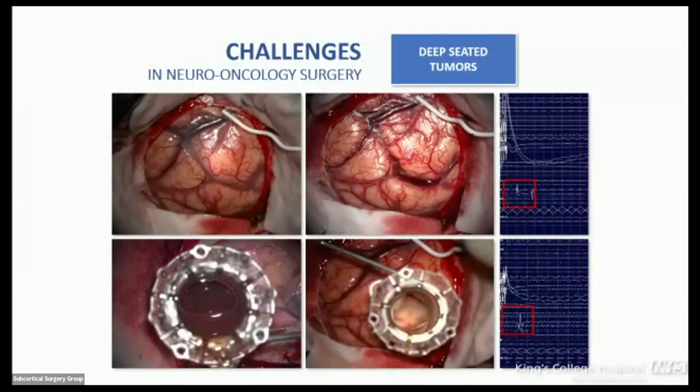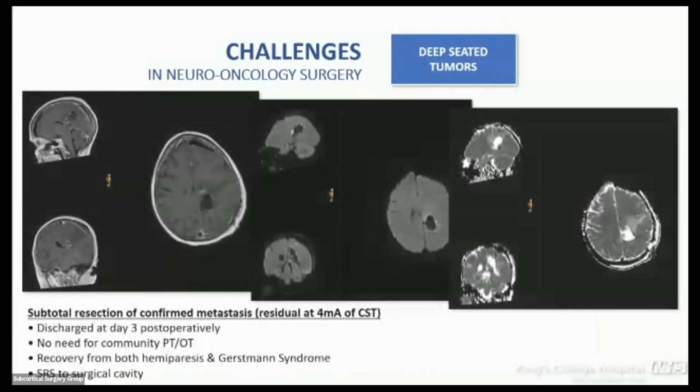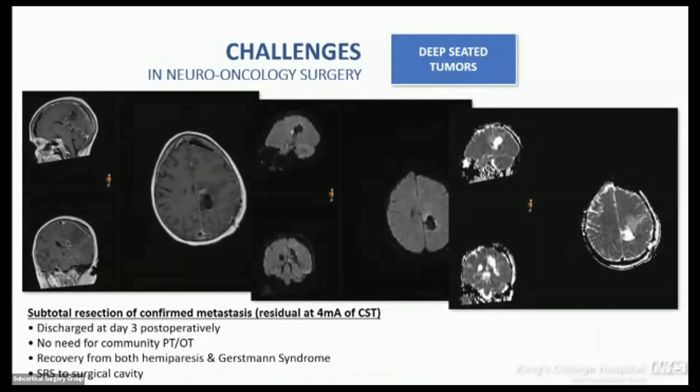And the last image is the view of how it was at the end when we finished our resection. We had to stop the resection at the bottom because we had a positive corticospinal tract at 4 milliamps, which we could see as well on the postoperative scan. You can see a small residual close to the corticospinal tract, but nevertheless, no restriction on diffusion imaging. The patient did very well, recovered from the hemiparesis, and was discharged 3 days after surgery.